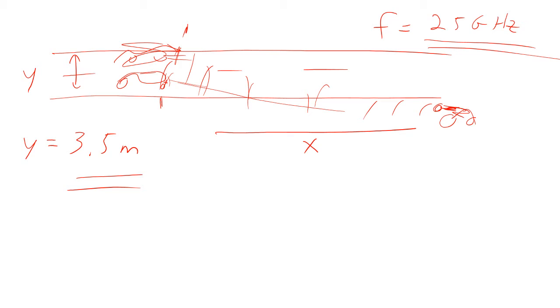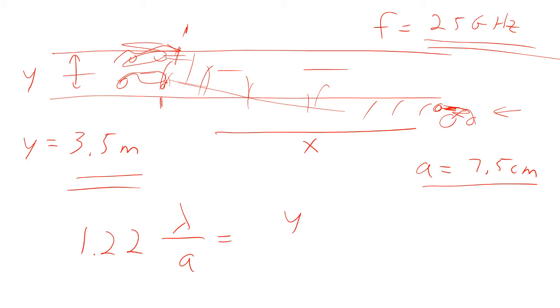Okay, so we need to know, first of all, the size of the radar emitter. So let's say that the radar emitter has an aperture of 7.5 centimeters. Okay, so this is a resolution problem. And if we assume, making life easy, that this is a circular aperture, then we know that 1.22 lambda over the aperture, small angle approximation, is going to be y over x. Okay, and so we know everything in here just about, so we can just solve for x.